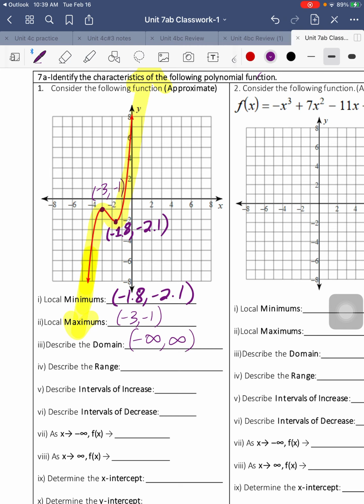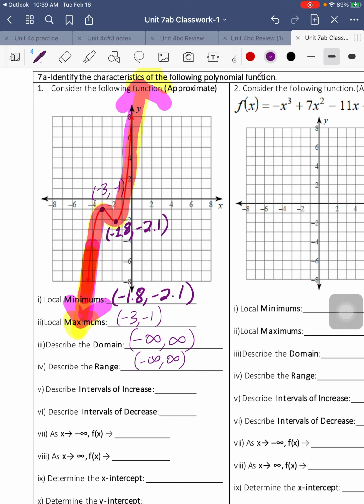Range. We're going to look at how low does the graph go? I look at the low end of the graph. The low end is going down forever. That's negative infinity. And as we follow it, it goes up and down. It has those little local maximums and minimums, but the actual maximum of the graph, how high it goes, is positive infinity. So the range will be negative infinity to infinity.